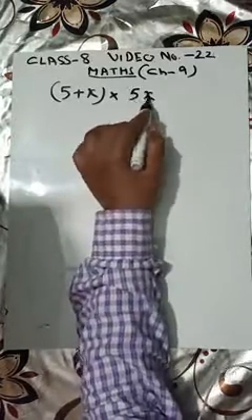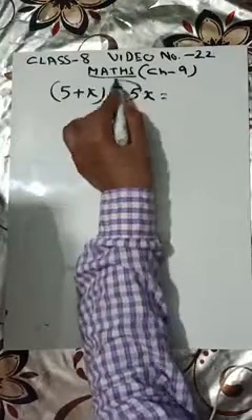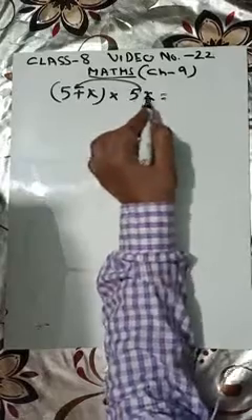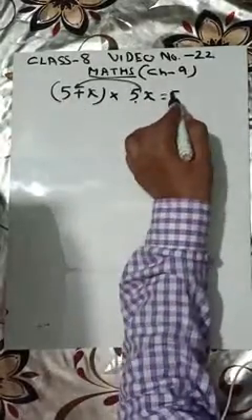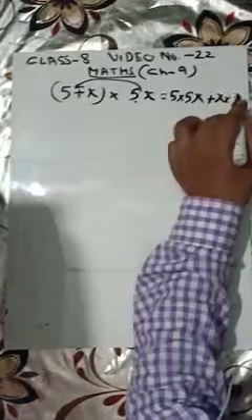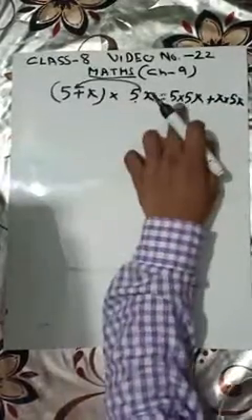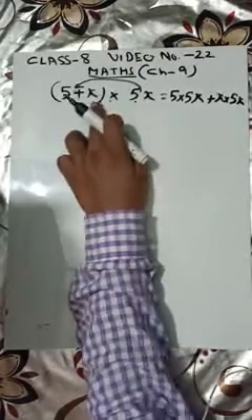In this case, we have to multiply 5x with 5, and then with x. So 5x is going to multiply with 5, that is 5 into 5, and then 5x is multiplied with x. Look at this: 5x is multiplied with 5 here, and then 5x is multiplied with x.